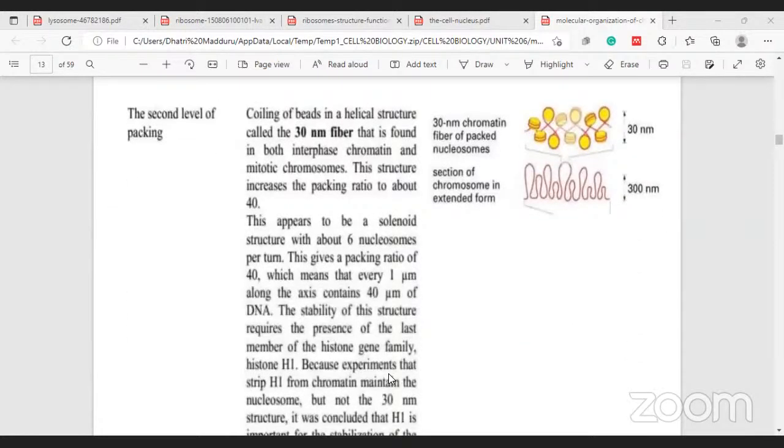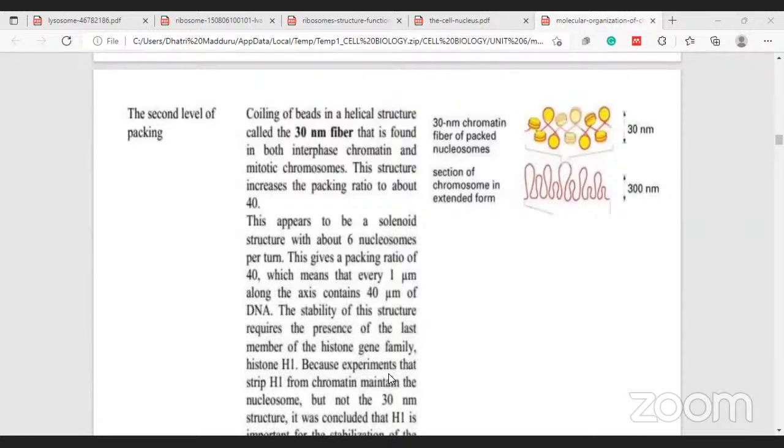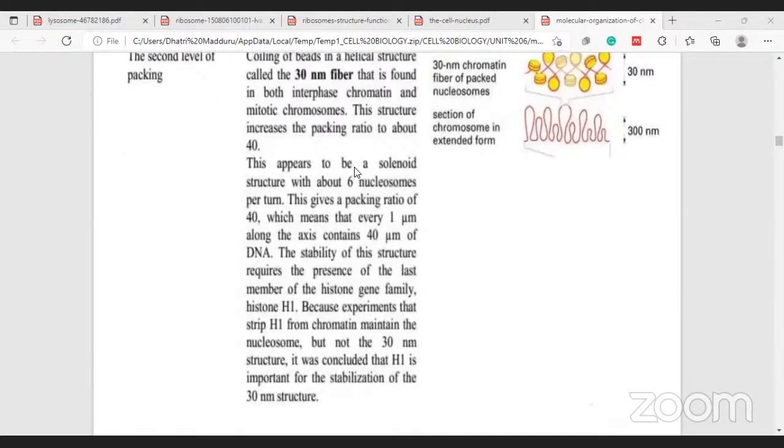And the second level is, once these nucleosomes are formed, now it becomes 30 nanometer. Now coiling of beads in a helical structure is called the 30 nanometer fiber. That is found in both interphase chromatin and mitotic chromosomes also. So this further condenses. It appears to be a solenoid structure with about 6 nucleosomes per turn. And that means for every 1 micrometer along the axis, there are 40 micrometers of DNA present.